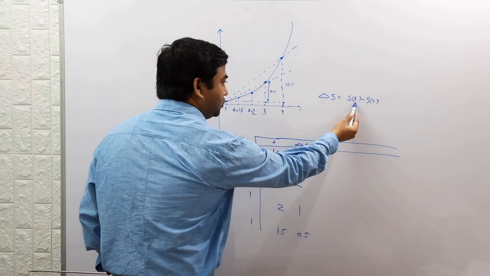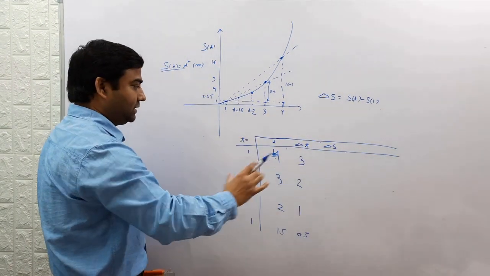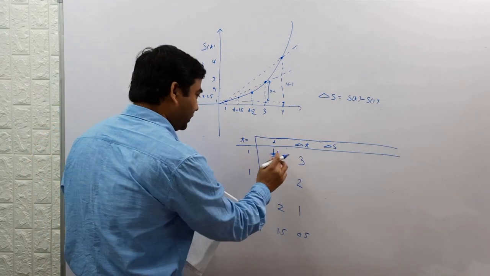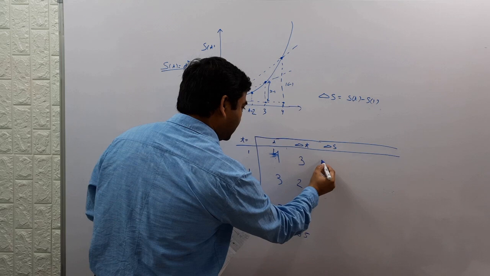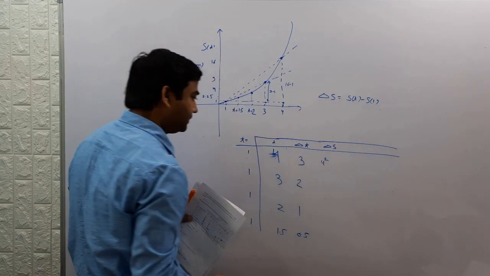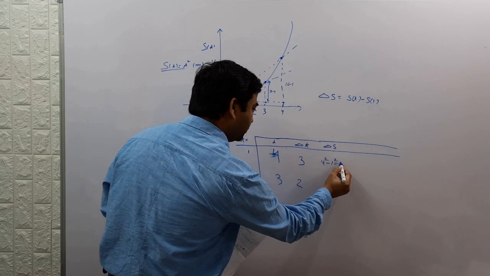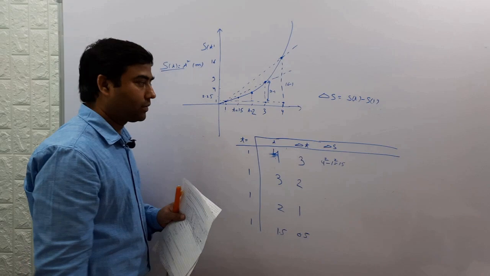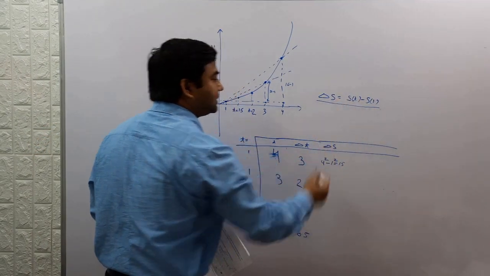You can put t equal to 2, t equal to 3, so you will find delta s of that interval. So for t equal to 4, delta s is 4 square minus 1 square, which is equal to 15. Delta s is s(t) minus s(1).